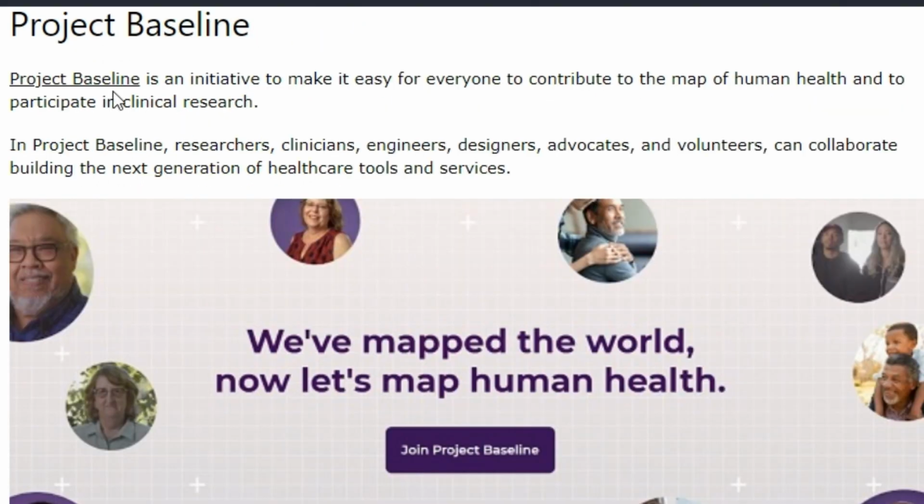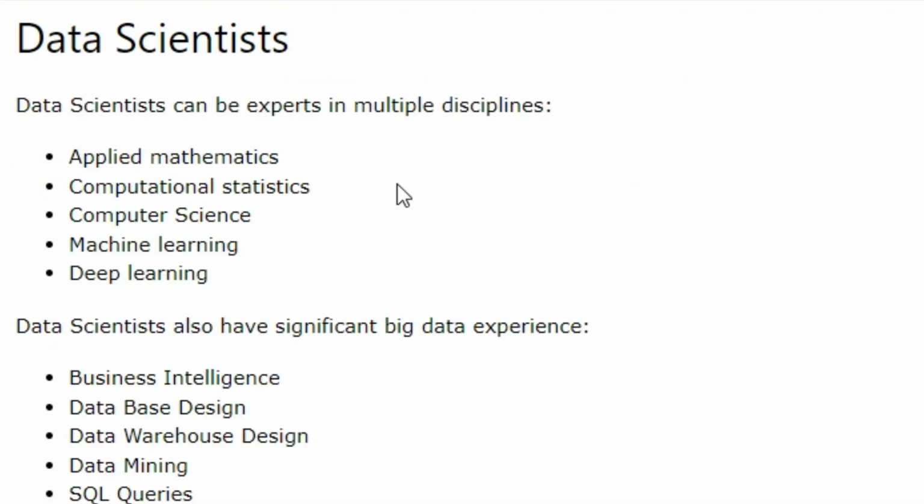Project Baseline is an initiative to make it easy for everyone to contribute to the map of human health and to participate in clinical research. So, AI is used in clinical research.